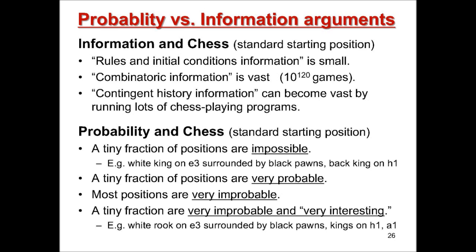But there are certain arrangements which would make you suspicious. For example, if you saw a white rook in the middle of the board, completely surrounded by black pawns, with both kings off in the corners, it's possible by the rules of chess, but you wouldn't believe it happened by the rules of chess. You would say somebody did that by hand.